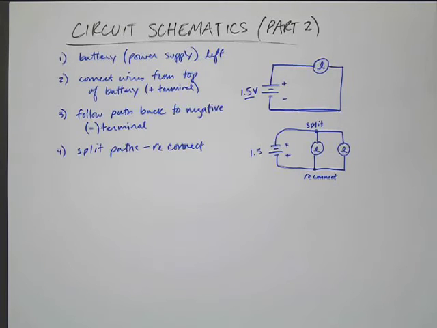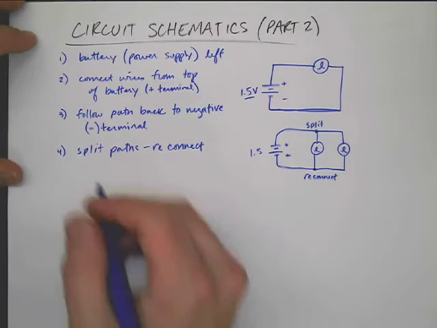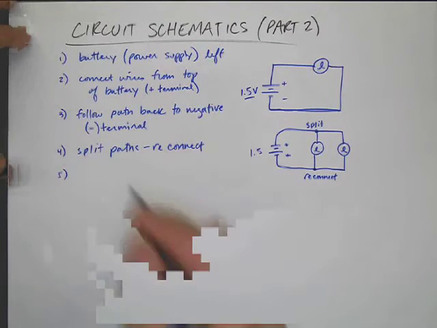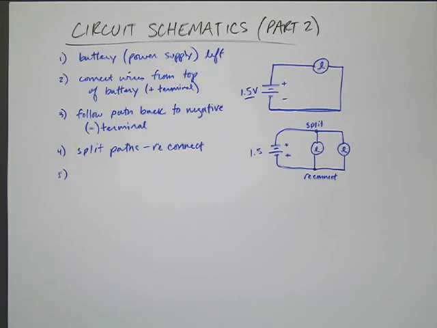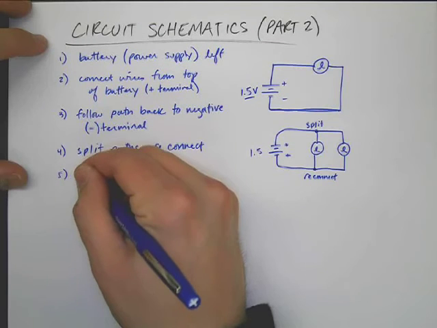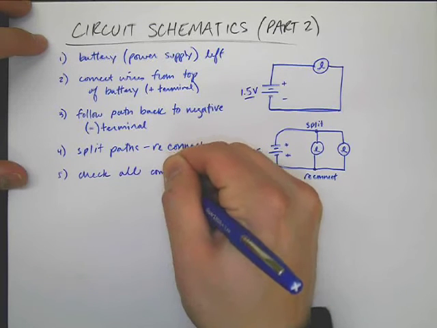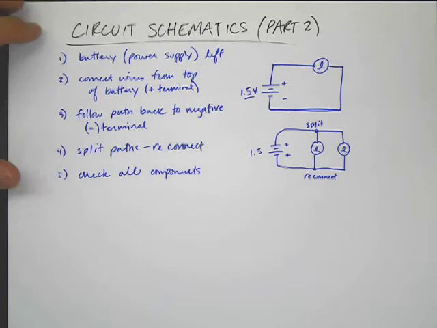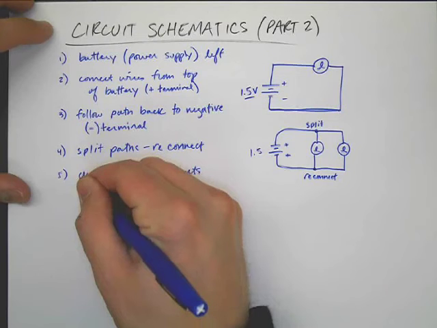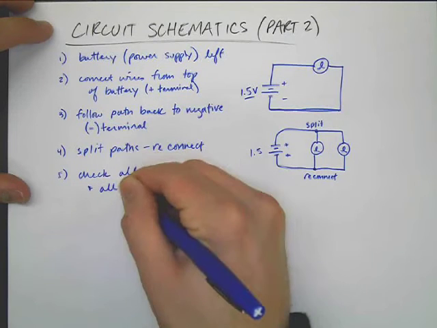And the last part in setting up your schematics is just to make sure that all your parts are included. Check all components. So if you're supposed to have 3 light bulbs, make sure you have 3 light bulbs, or 3 resistors, have 3 resistors, and make sure they're all connected.